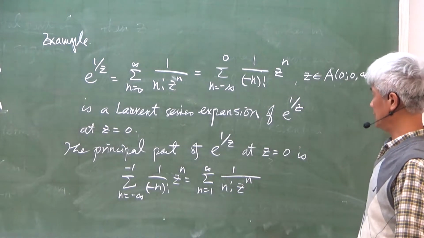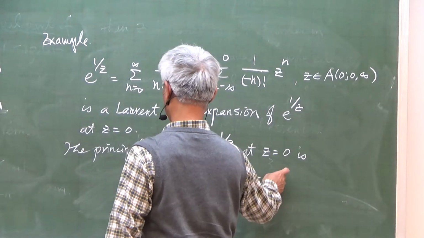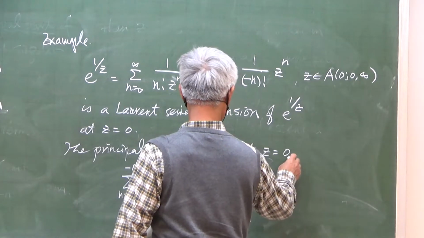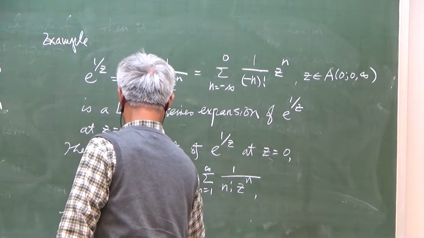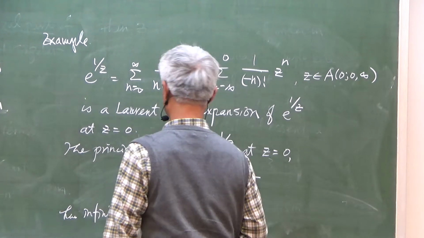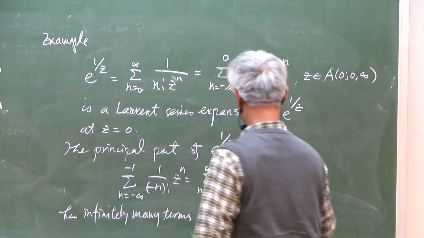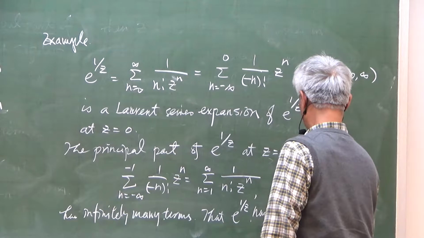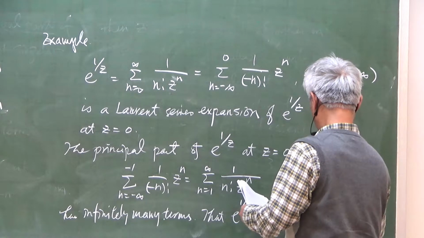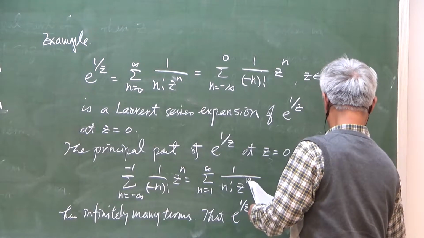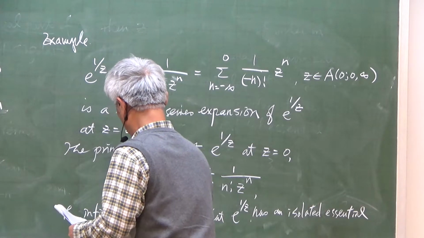So we have this is the principal part, which has infinitely many terms. Thus, this complex function has an isolated essential singularity at z equal to 0.